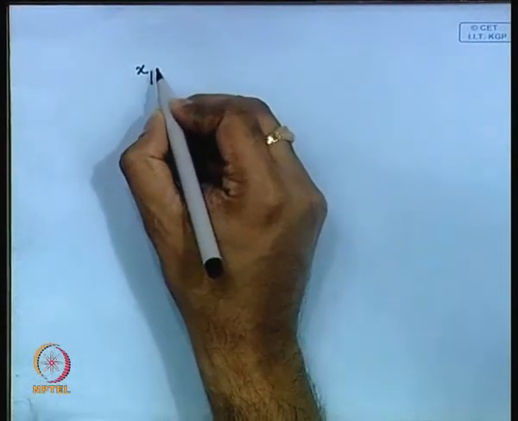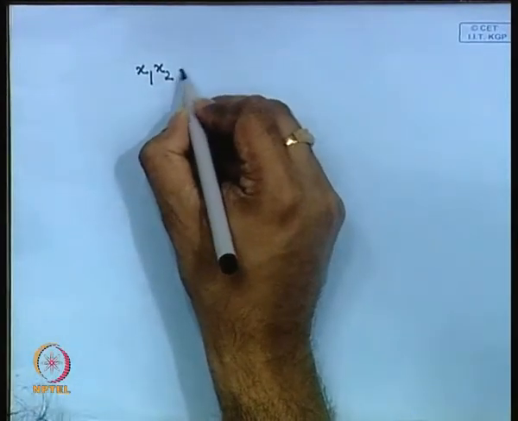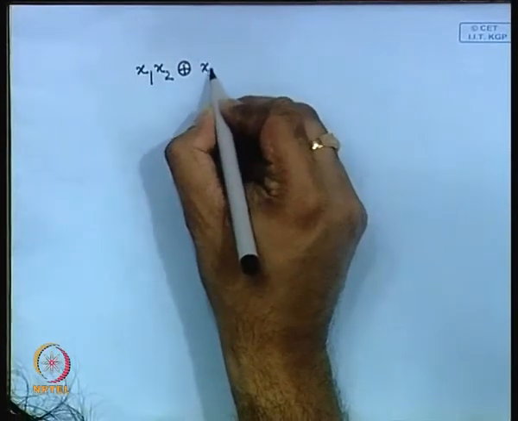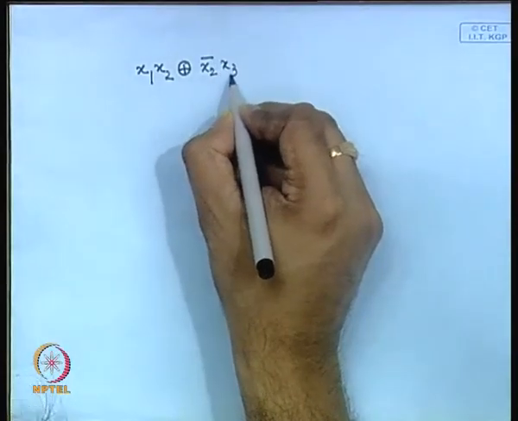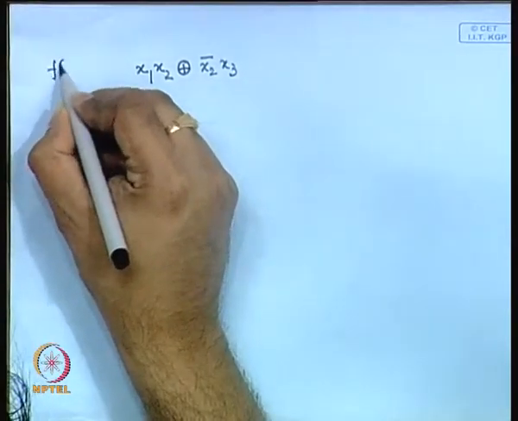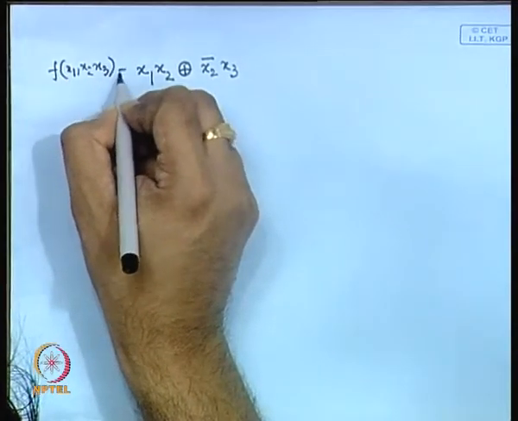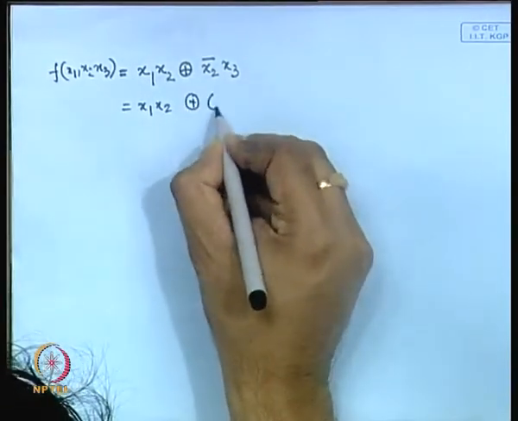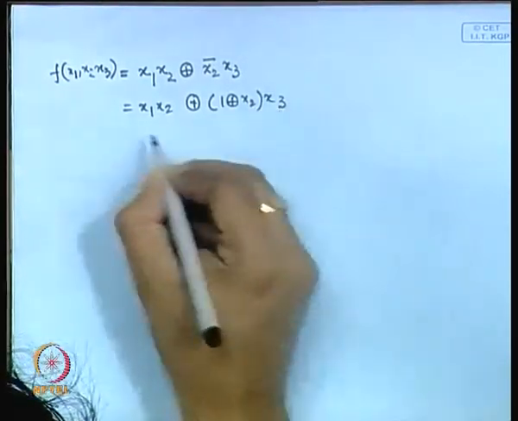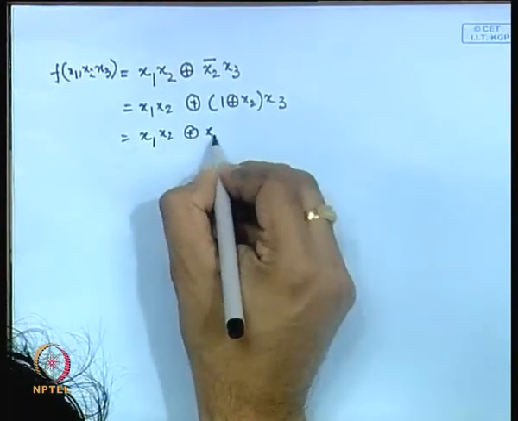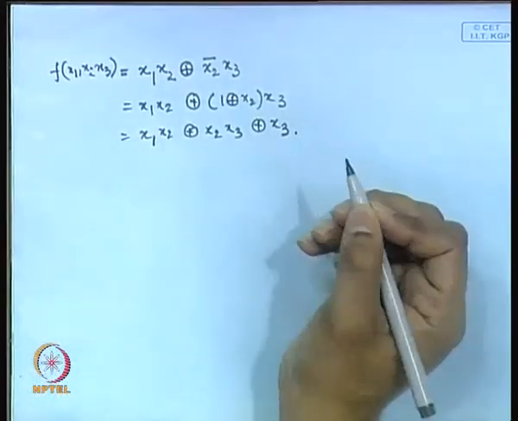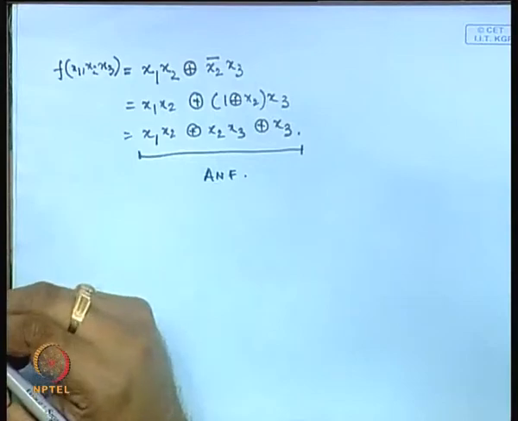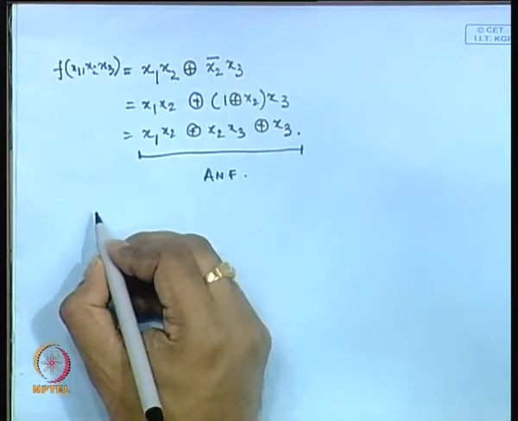So, the form would have been like this: you take x1 x2 and you XOR that with x2 bar x3. This is my f(x1, x2, x3). I can write x1 x2 XOR (1 XOR x2) x3, and this is equal to x1 x2 XORed with x2 x3 XORed with x3. This is expressed in which form? In ANF form.